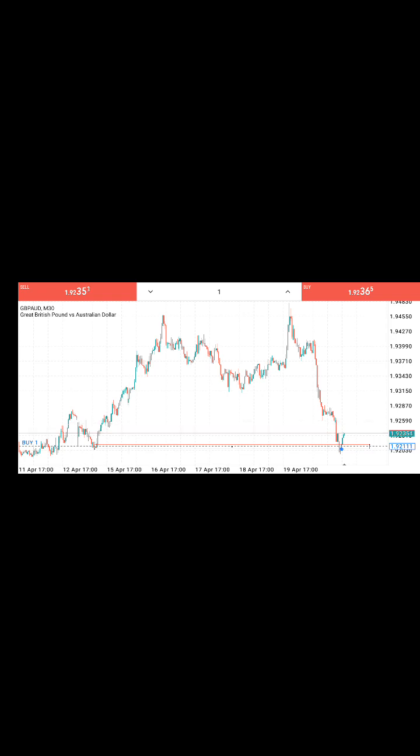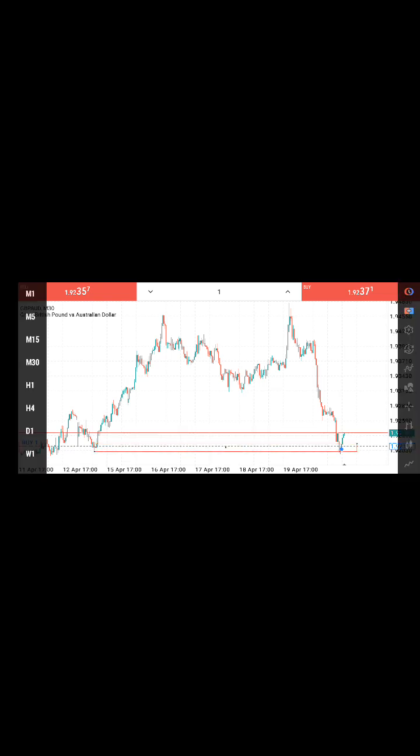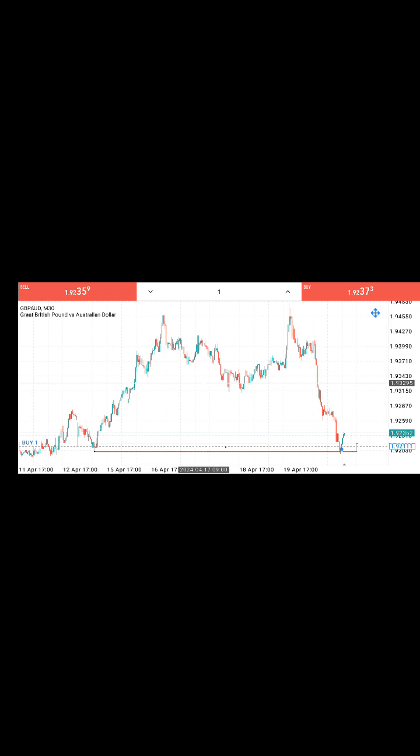there must be a sweep of liquidity. The market must gain liquidity, then there's a sweep. So this is the candlestick which swept away the liquidity which was resting around this place. Then after that, we can see there's a fair value gap.